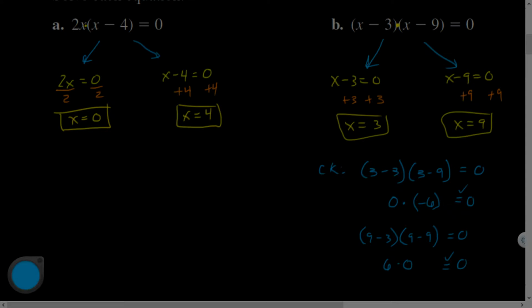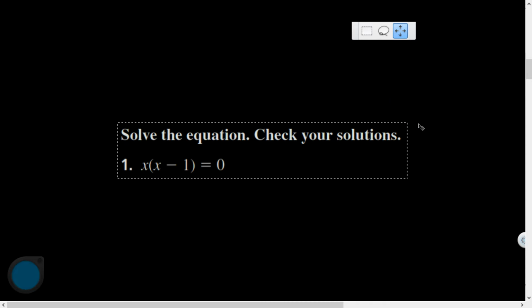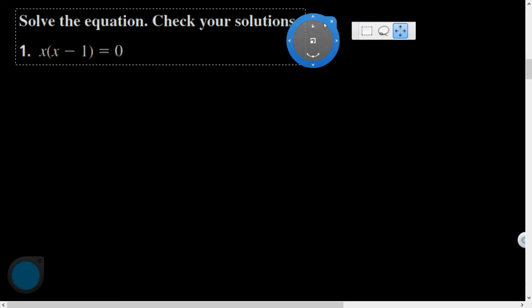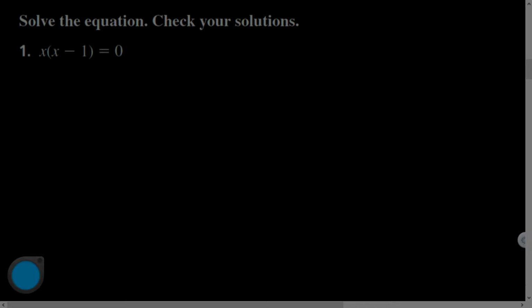So let's do a couple more of these. I'm going to solve some equations when my polynomials are in factored form. All right, actually, let's have you guys try this one, and I'm going to skip 2, and we'll try 1 and 3.